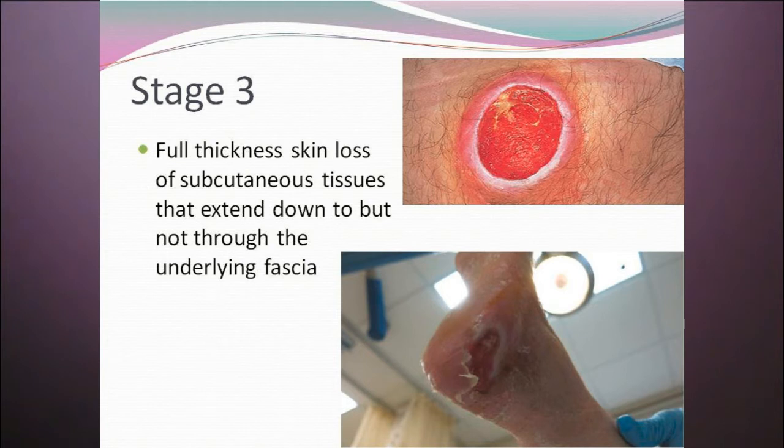The wound on the bottom, the ulcer or the pressure injury on the bottom, is a stage 3 pressure injury. And this is a heel injury that has occurred in a patient who unfortunately ended up with some vascular issues, immobility issues, and now we have a wound that is full thickness in depth.